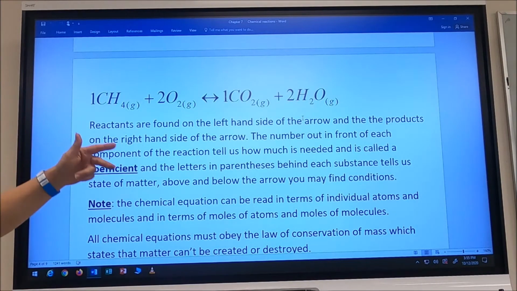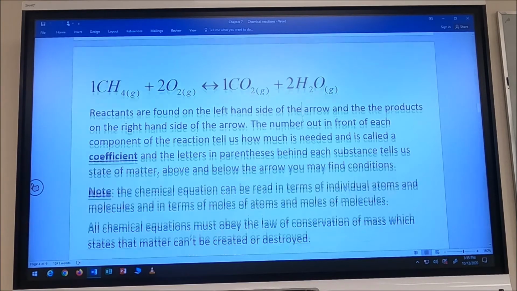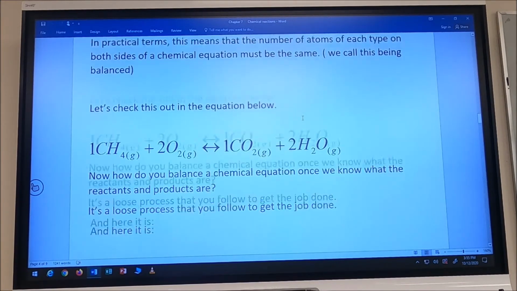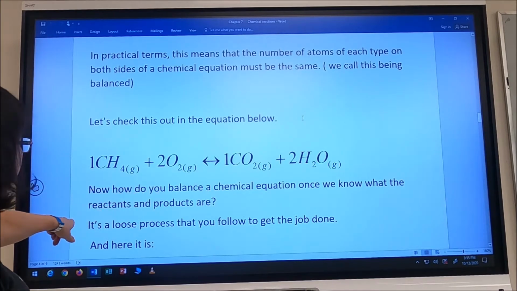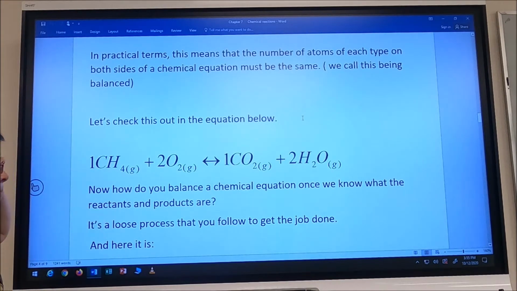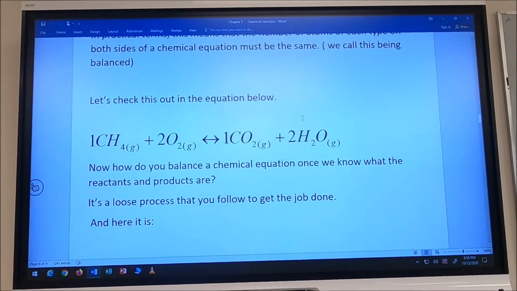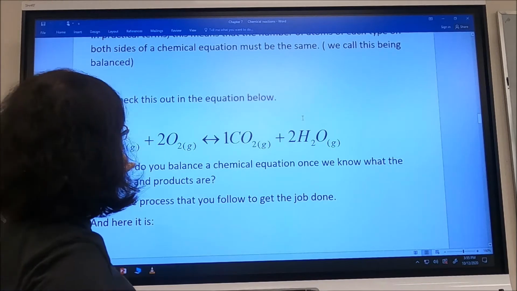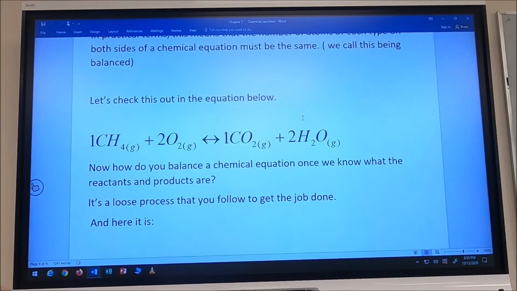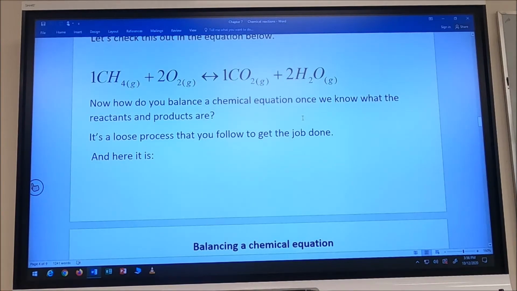When everything matches on both sides of the chemical equation, we call this a balanced chemical equation. So we've checked this one for balance. Now, when we think about balancing a chemical equation, sometimes we'll be given an equation that's just got the reactants and products and it doesn't have any of the coefficients, and we've got to figure out the coefficients. The process of balancing a chemical equation is a loose process. So let's talk about how we do it.